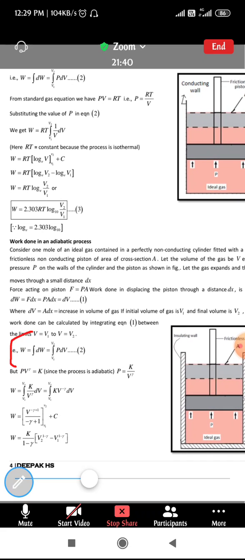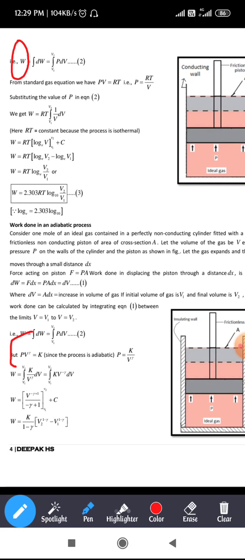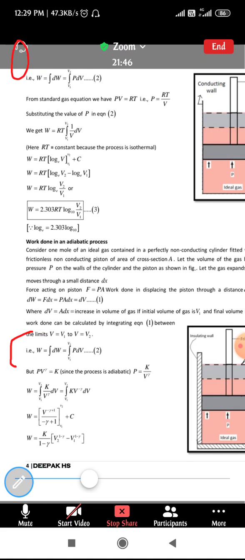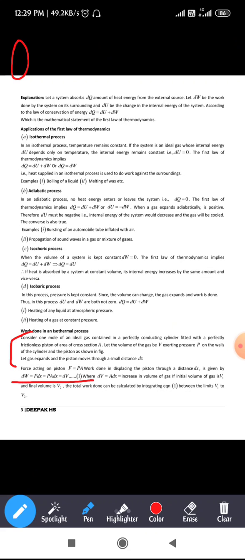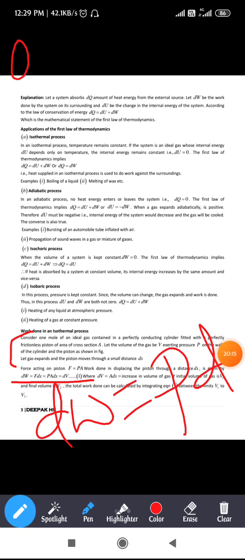Okay, so see here, I'll tell you about this. As of now we are integrating equation 1. Integrating, you have a little bit of an idea, right? So the equation 1 is nothing but dW is equal to PdV. I think there is a small mistake here, so it should be dW is equal to PdV, correct?